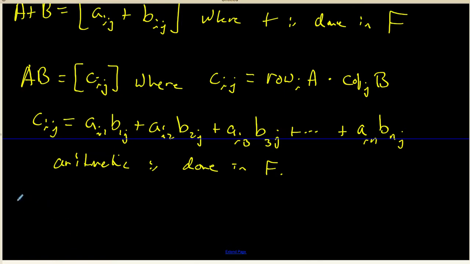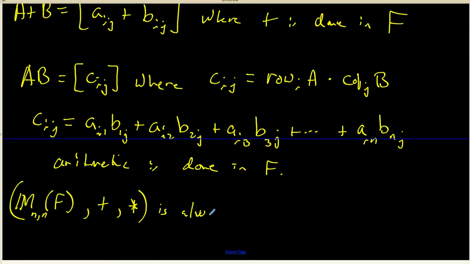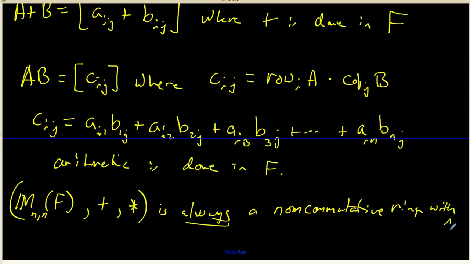Well, it turns out that the set of n by n matrices whose entries are drawn from F under matrix addition and matrix multiplication is always going to be a non-commutative ring with a multiplicative identity element. And what we want to do in this particular video is prove this fact.